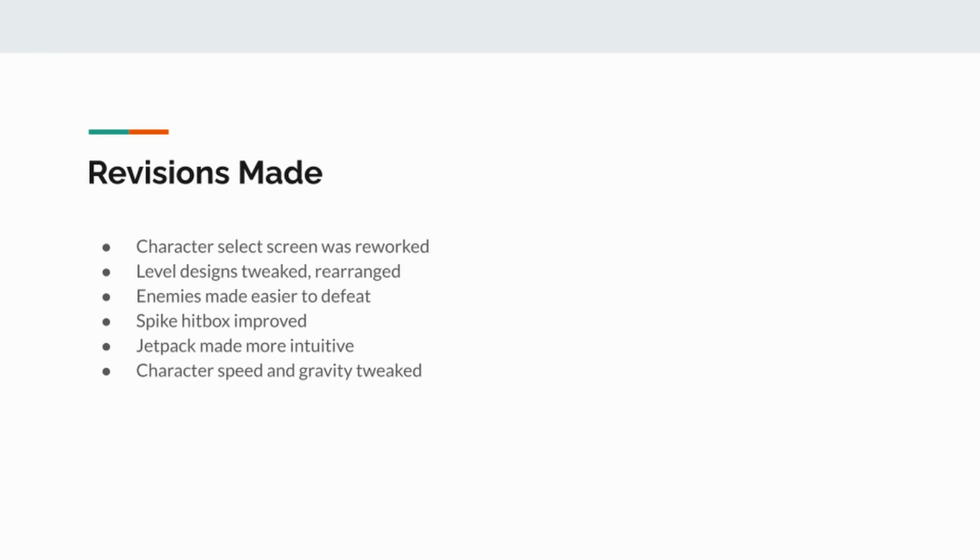The enemy jump force was also reduced, which dropped their jumping height and the speed at which they moved, resulting in them being far less likely to catch the player where they couldn't escape.